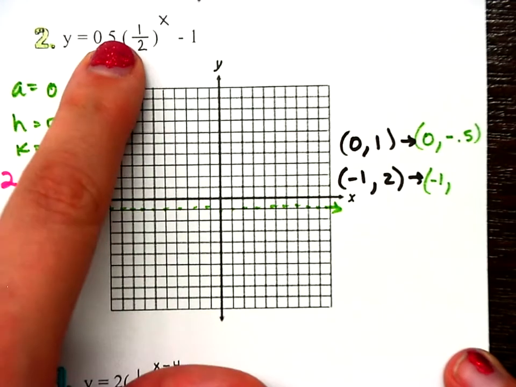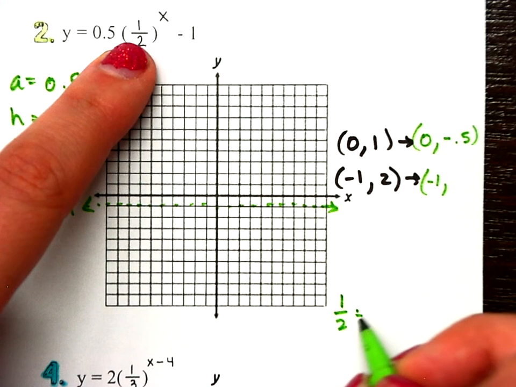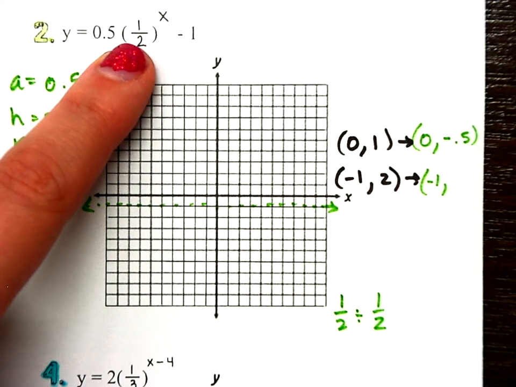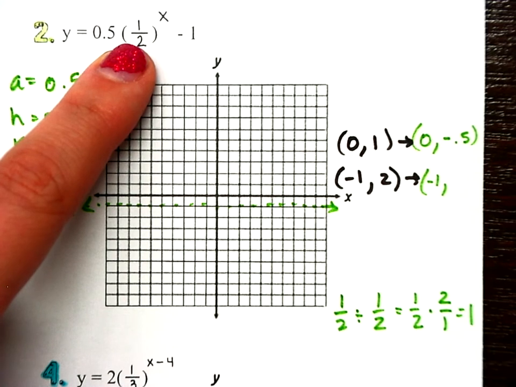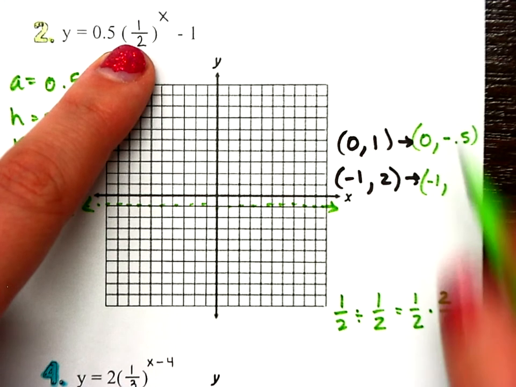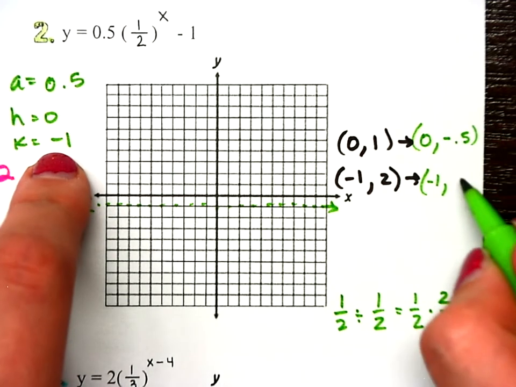And then we've got a divided by b. So when I do 1/2 divided by 1/2, let's write that real quick. If we remember from algebra, this is the same thing as 1/2 times the reciprocal of that number. So when I do 1/2 times 2, that is just 1. So a divided by b is 1, and then plus k.